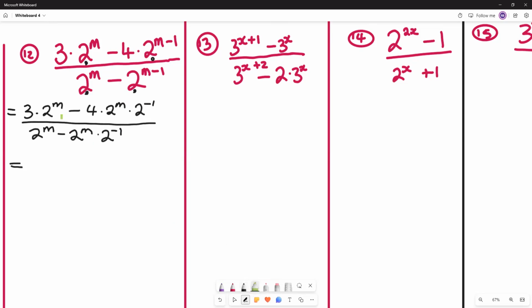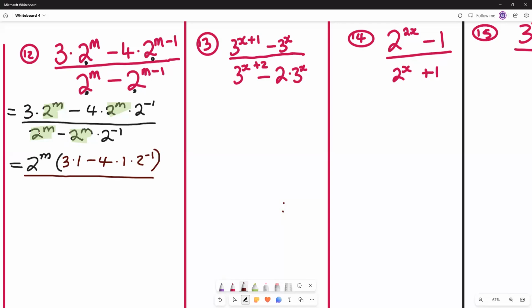Then let's highlight quickly. Highlight, highlight, highlight, highlight. Right. Then from there, you take out a common factor of 2 to the power m, right? And then you're going to be left with, guys, let me change the pen. This is Jimmy now. Okay, so now we can see that we're left with 3, right? Times 1 minus 4 times 1 times 2 to the negative 1, all over.